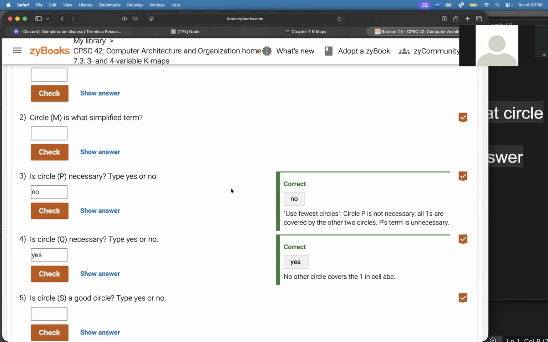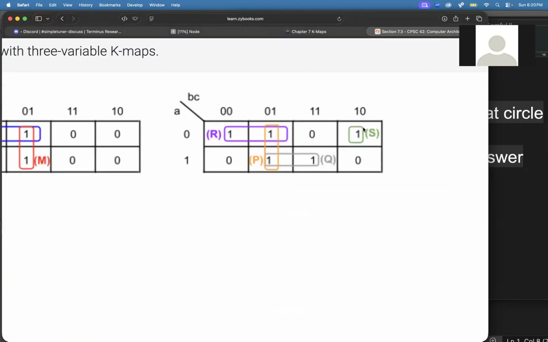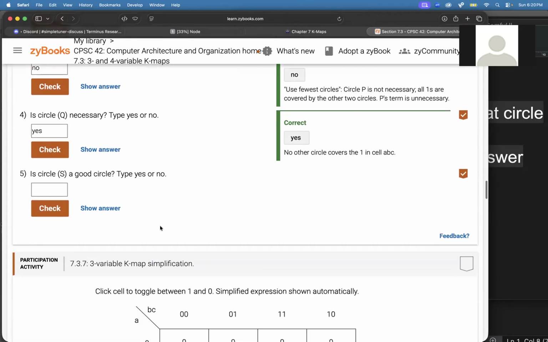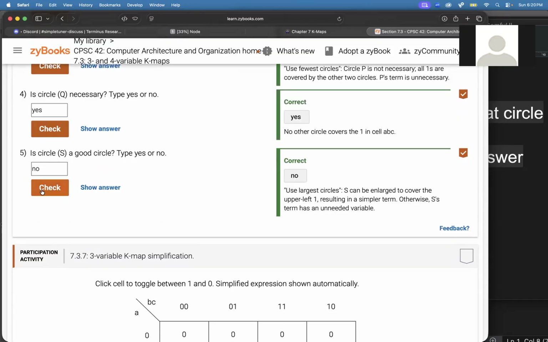Is S a good circle? Last problem. No. Remember that you can wrap the circles around and you want them to be as big as possible. So S should have been circled with this one right here. This one and this one should be circled together in a circle. The way it is now, the term you get for S will be bigger than it needs to be. So that's not a good circle.